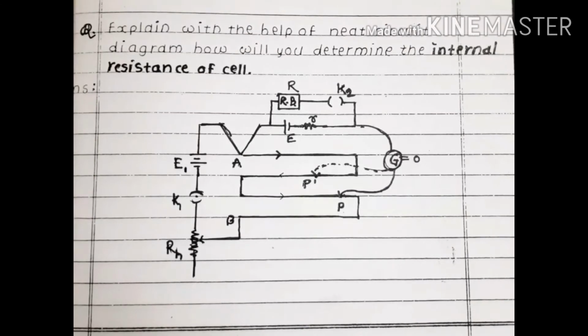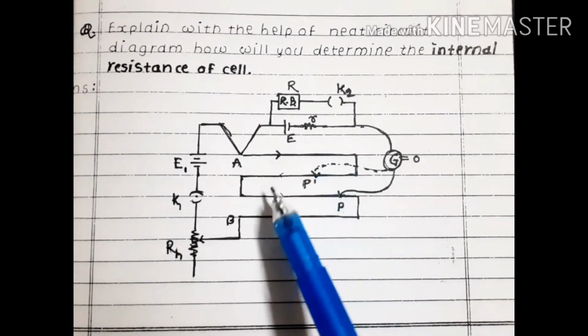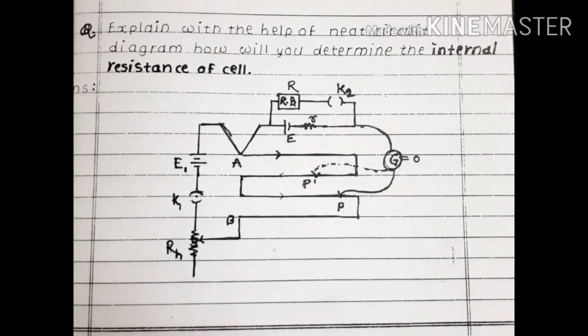The next point of current electricity is related to determination of internal resistance with the help of a potentiometer. This is the circuit diagram which is useful to determine the internal resistance of a given cell with the help of this potentiometer.